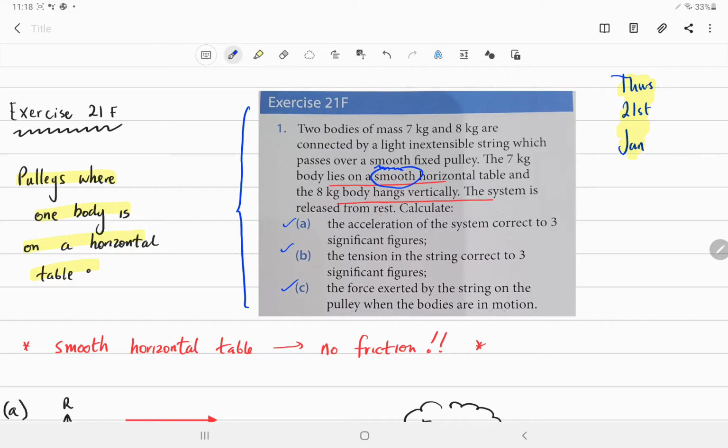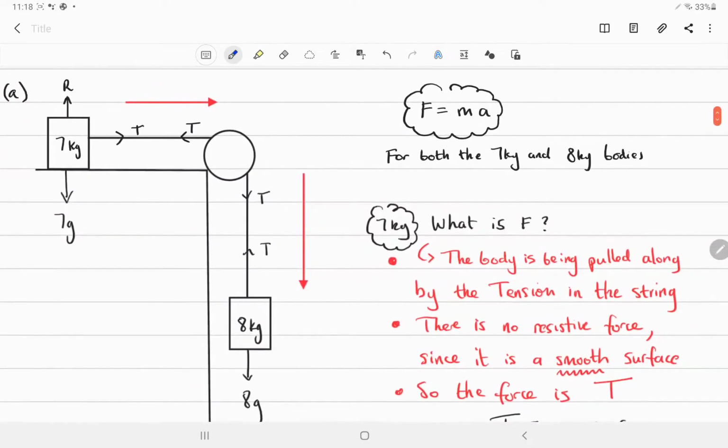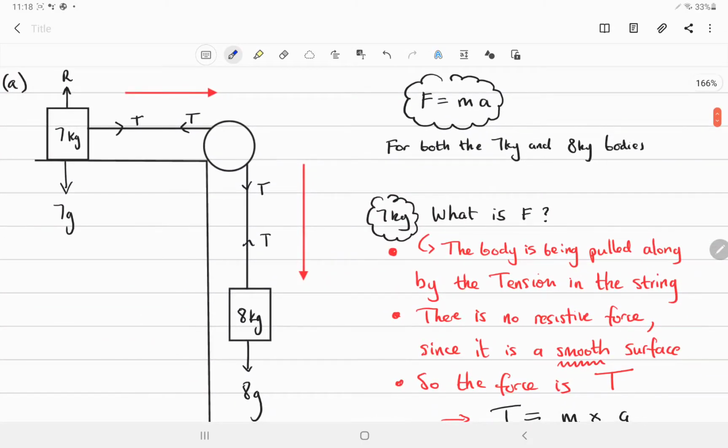The 7 kilogram body lies on the table. This is what our diagram is going to look like just on the left hand side. So all of the questions are going to look like this. Don't worry about what's on the right hand side just for now. So there's our 7 kilogram object, there's our 8 kilogram object. This object just operates in the same way as the previous exercise. So F equals ma. 8g minus T is equal to 8a. That's how we model that particular body.